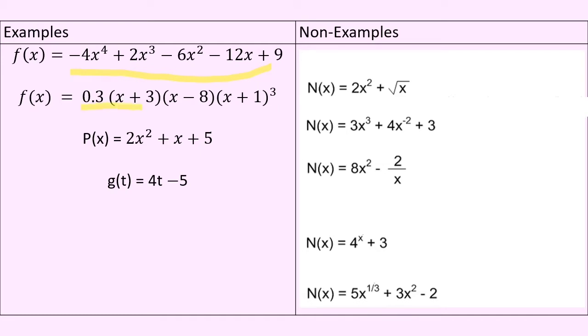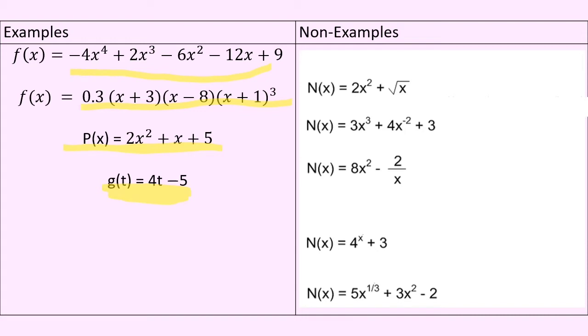f(x) equals 0.3 times (x plus 3) times (x minus 8) times (x plus 1) to the third. This is also a polynomial. It's factored. You do see a decimal there, but the decimal is not in the exponent. Here we have a quadratic function right here. We already know that's a polynomial. And here we have a linear function, which is also a polynomial. These are all examples of polynomials.